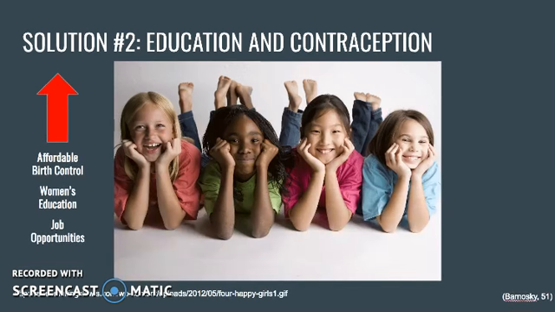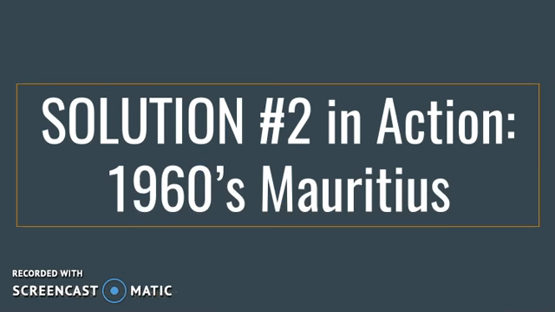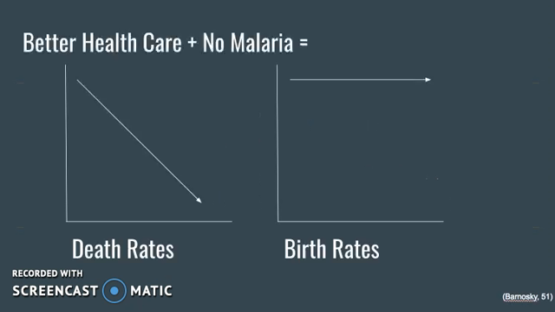An alternative population control method is increasing access to birth control as well as emphasizing women's education. By ensuring girls have decent education of their own bodies, plenty of job opportunities, and affordable, available contraceptive methods, fertility rates will be brought down while standards of living for families and communities rise. One of the greatest examples of how much these easy changes can transform the face of a country is the case of Mauritius. Solution number 2 in action, 1960s Mauritius.